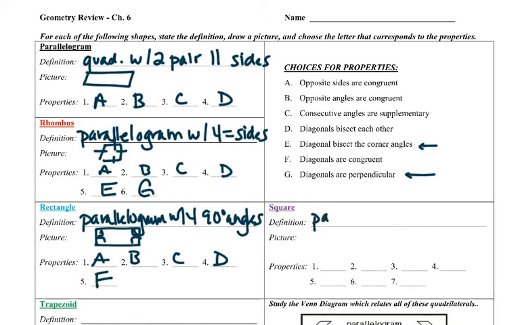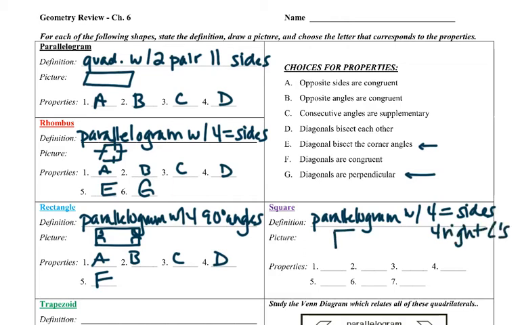Square has everything, so this is a parallelogram with all right angles and all equal sides. Four equal sides, four right angles. And you've known this shape for all your life practically, right? A square, all right angles, all equal sides. And that's the best shape because it has all the properties, and we'll talk about that more specifically.